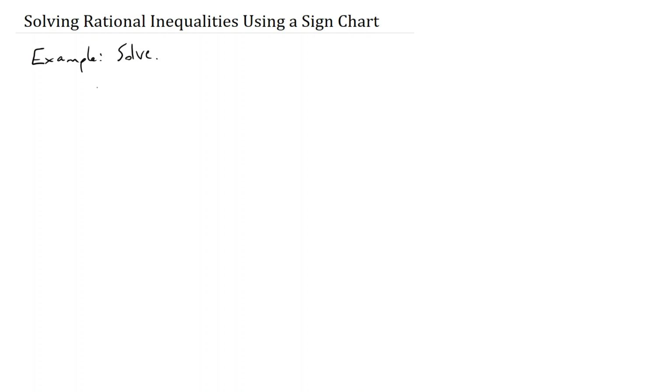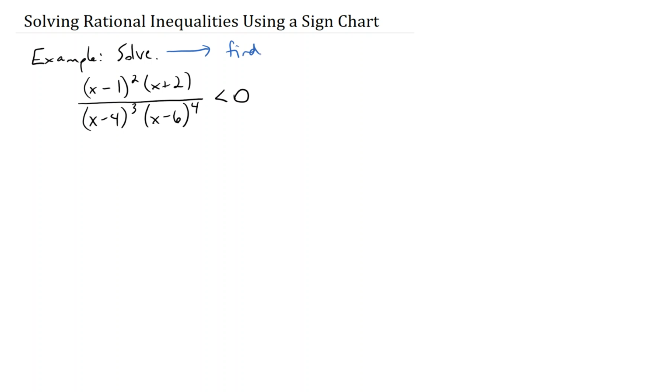And the inequality we're going to solve first is (x minus 1) squared times (x plus 2) all over (x minus 4) to the third power times (x minus 6) to the fourth power. That entire fraction is less than 0. Okay? So if we're wanting to solve this inequality, we're wanting to find the x values that make it true.